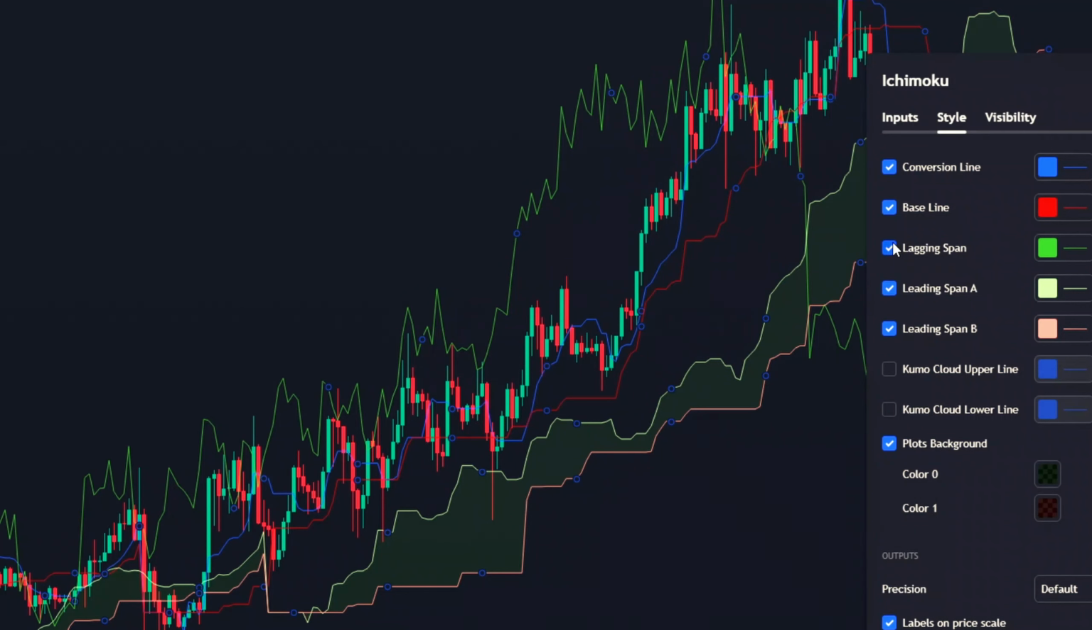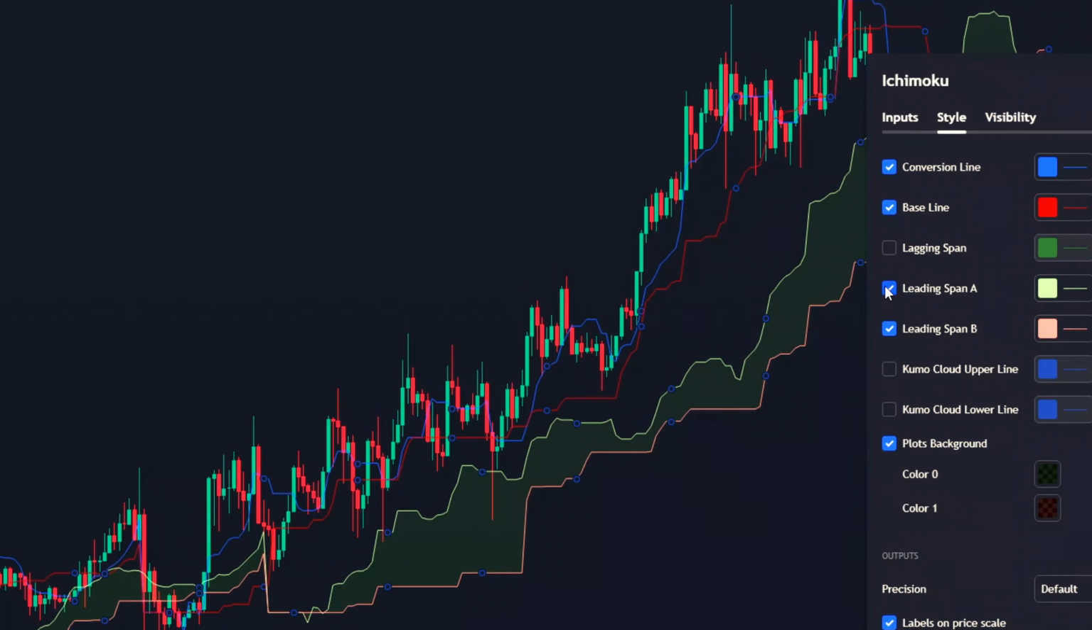Then we have a lagging span, which is the closing price plotted 26 periods back on the chart. Anyway, we can remove it because we won't use this line. And then we have a leading span A and a leading span B. The leading span A is the average of the conversion line and the baseline. It is plotted 26 periods ahead on the chart. Whereas span B calculates the average of the highest high and the lowest low over the last 52 periods. Similar to span A, it's plotted 26 periods ahead on the chart.